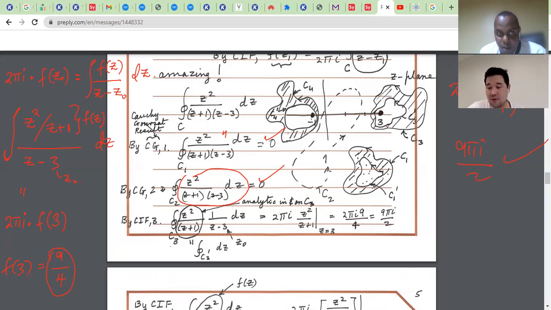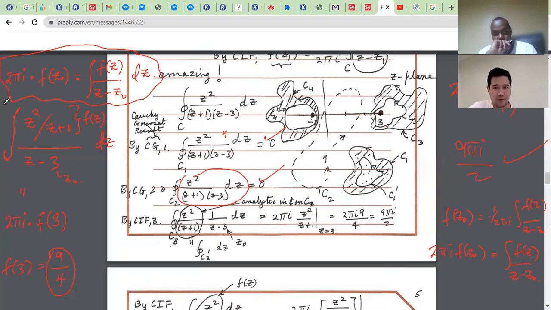According to the Cauchy integral formula, it says that f of Z naught equals 1 over 2 pi I, integral f of Z divided by Z minus Z naught. What if you multiply both sides by 2 pi I? You get 2 pi I f of Z naught equals the integral of f of Z divided by Z minus Z naught. And that is this. Okay, got it.